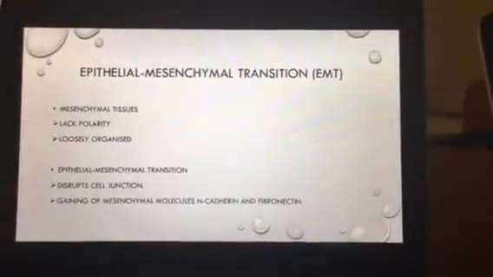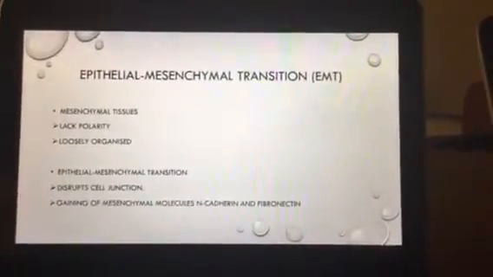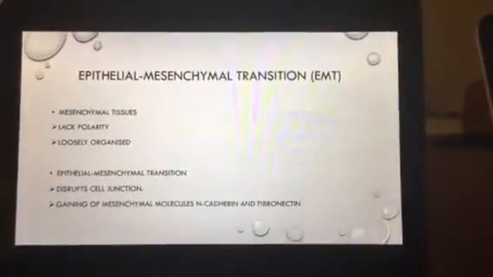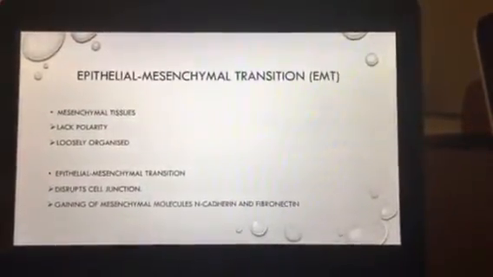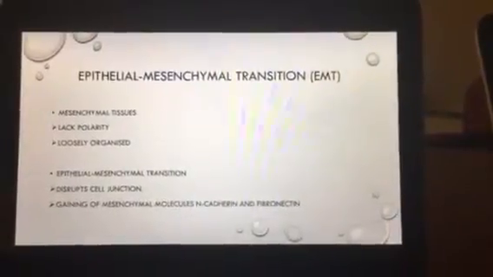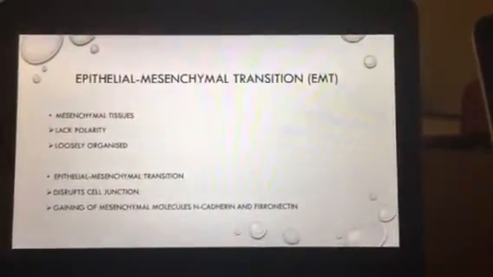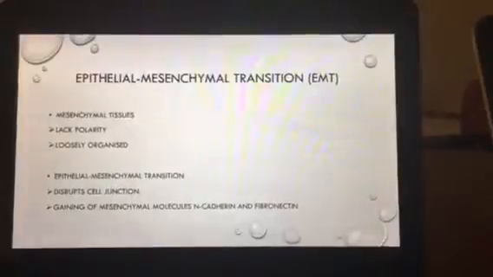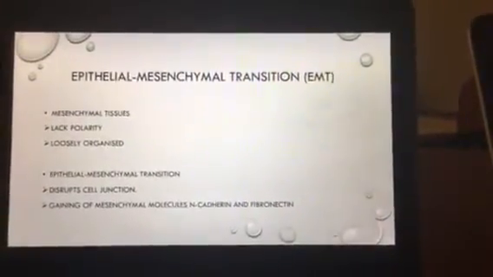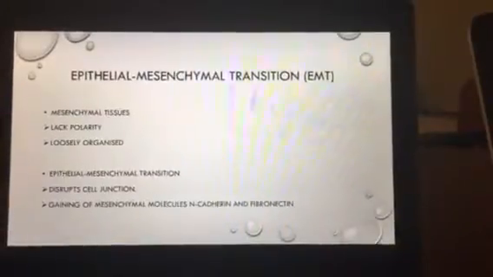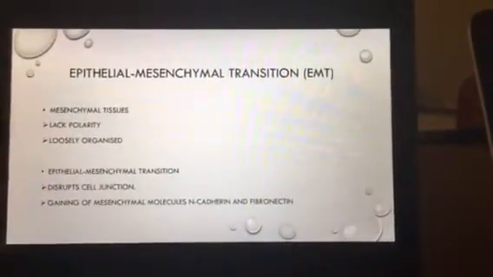So now we're going to talk about epithelial to mesenchymal transition. We know that epithelial tissues are polarized, meaning that they have different domains. They have the lateral domain, the apical domain, and the basal domain, and they have different functions. Mesenchymal tissues are the opposite of epithelial tissues in the sense that they are not polarized, so they don't have those different domains.